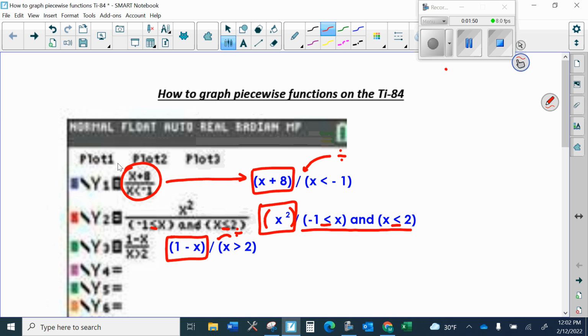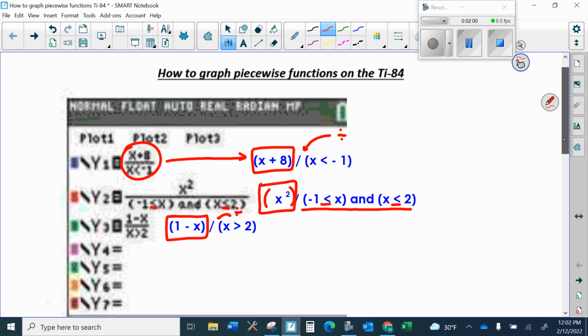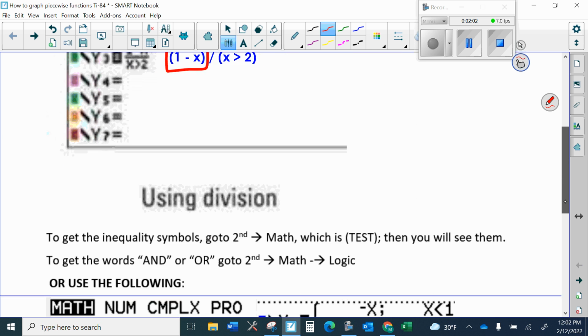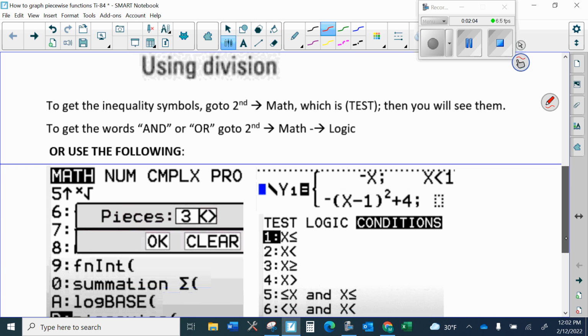So the old school way is you got to put each one on a separate line: y sub 1, y sub 2, y sub 3. Okay, I'm not going to then type that in. I'm going to show you the newer way. If you have an 84 Plus, etc., it's even simpler.